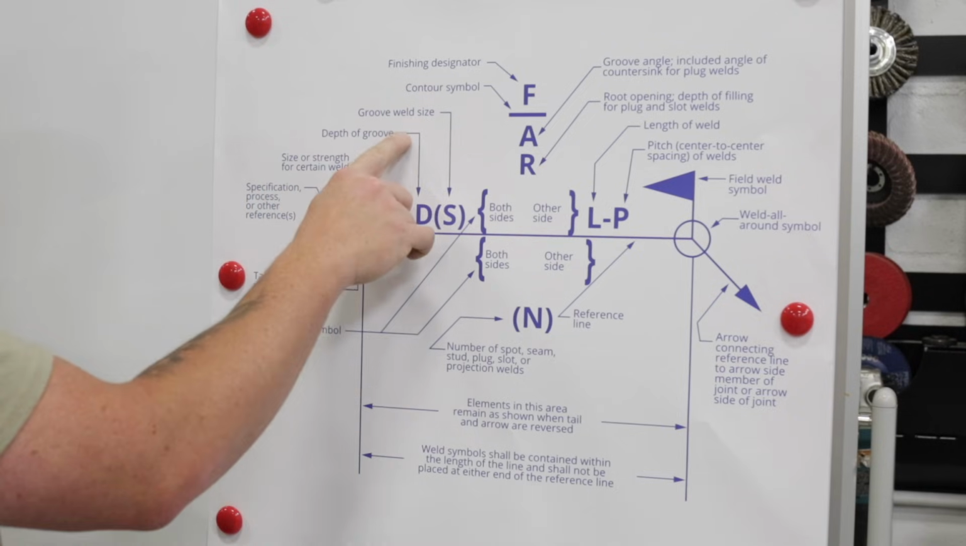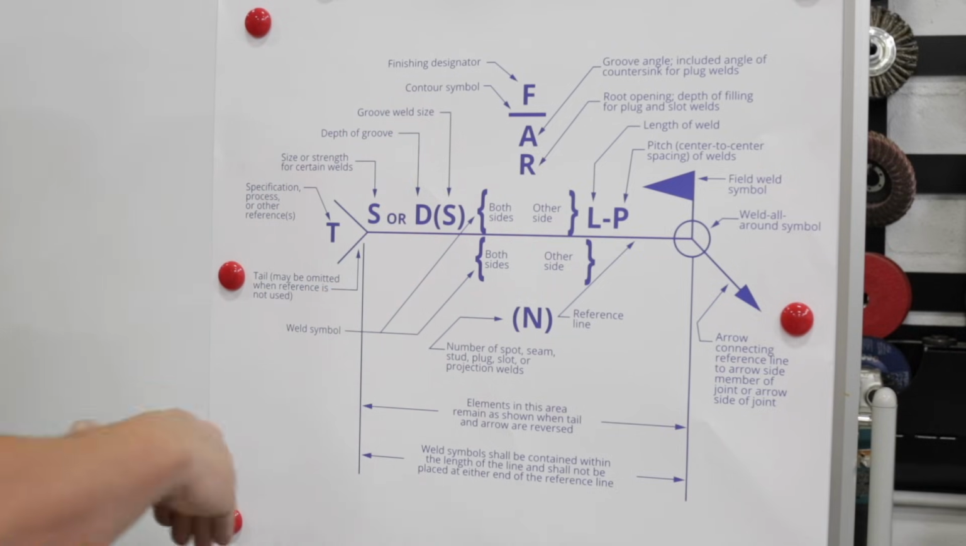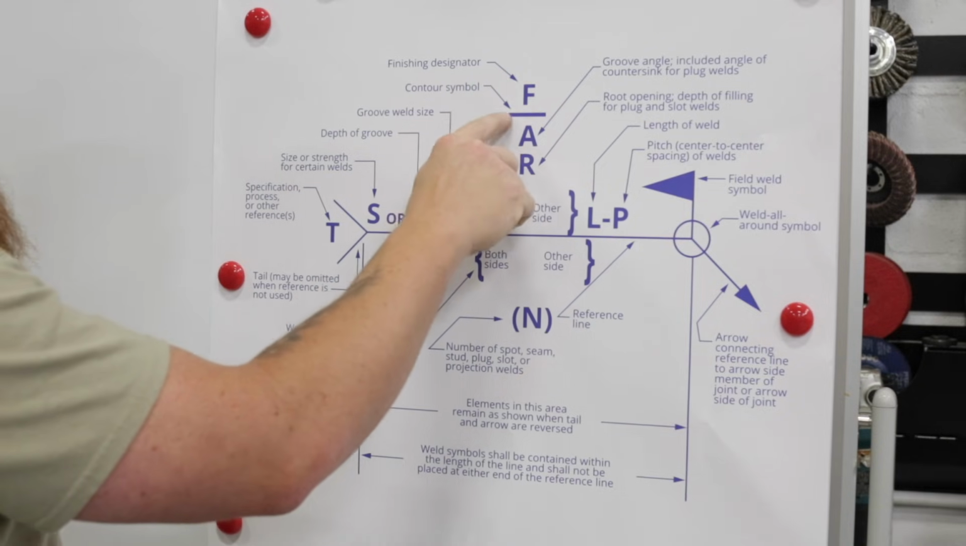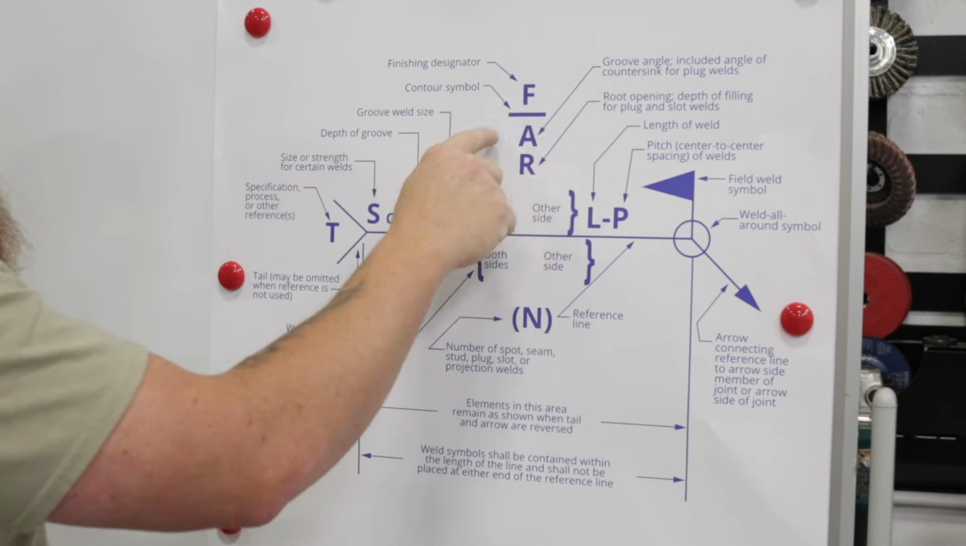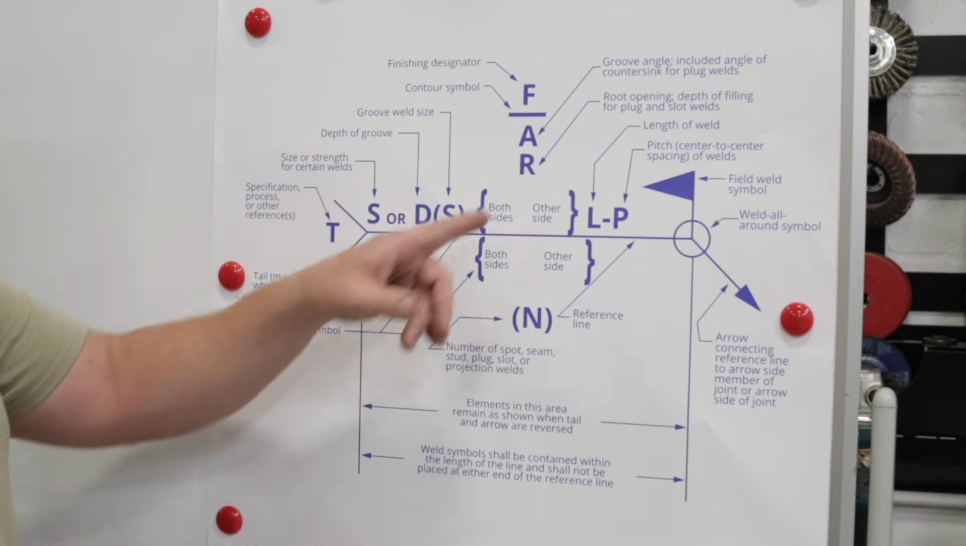Right here we're going to have size or strength for certain welds. Over here we're going to have the depth of our groove. So that's the joint preparation that we're going to do. How far into that joint are we preparing it? Groove weld size. What is the depth of fill going to be? Okay. Finish designator. We have our contour symbol, so this would be flush. We have the angle, so whatever the included angle is going to be, and the root opening.